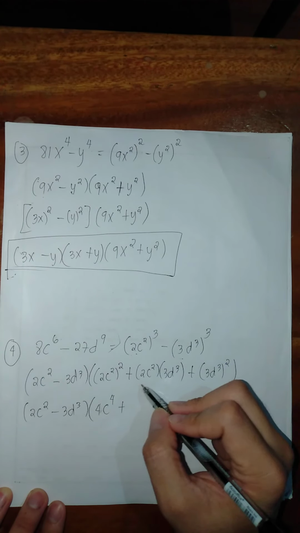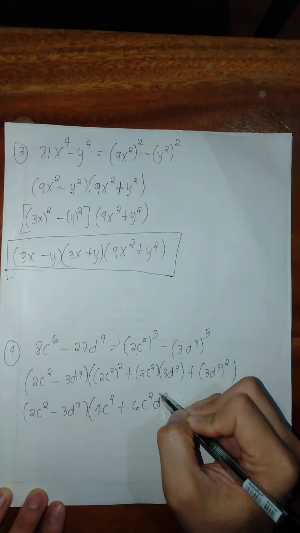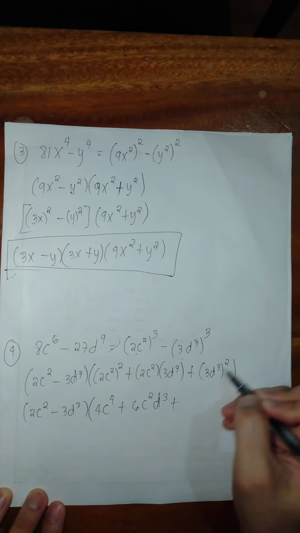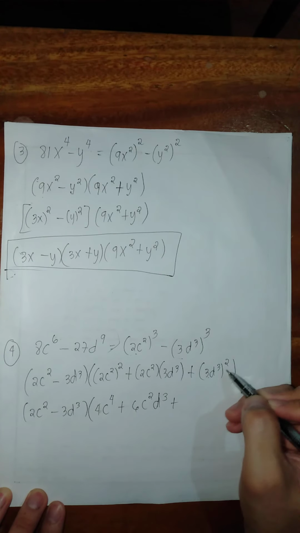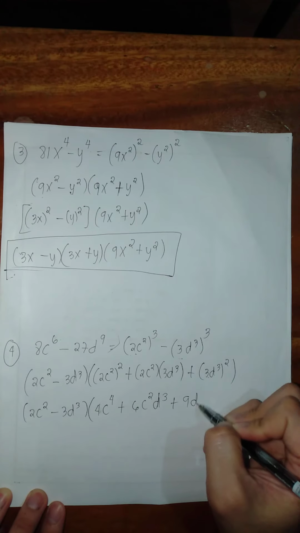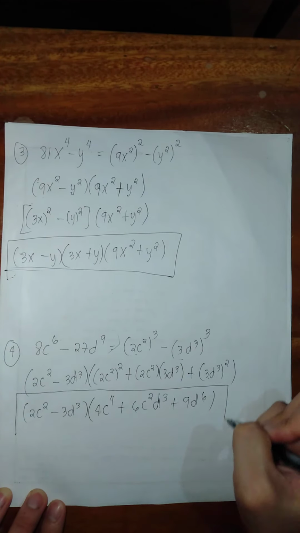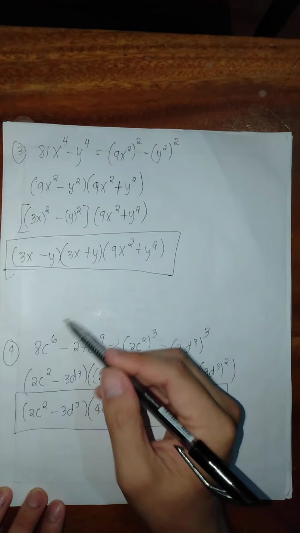Plus, so multiply. So, 3 times 2, that's 6. C squared d cubed. Plus, so 3 squared, that's 9. Then, d cubed times 3 times 2. So, d to the 6. And this is your final answer. So, na-factor na natin itong expression na to.